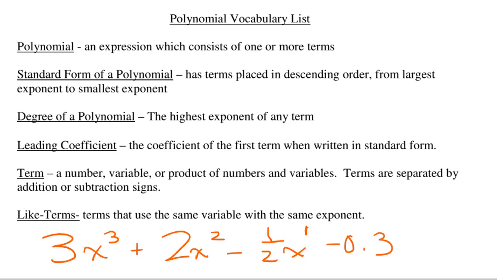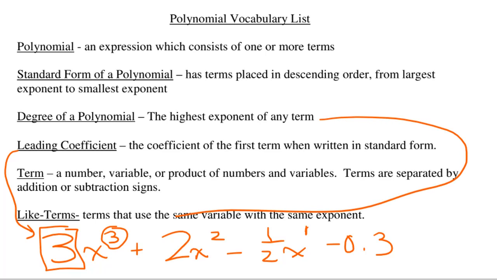The leading coefficient, we talked about coefficients already, is the coefficient of the first term when written in standard form. So numbers that are in front of letters or variables are coefficients. We're talking about the leading one, the one in the lead, would be this one in the front because it is written in standard form. This is my leading coefficient. The degree of this polynomial, big arrow way over here, is also 3 because it's the highest exponent.